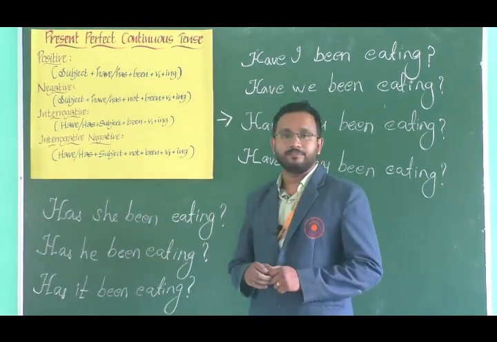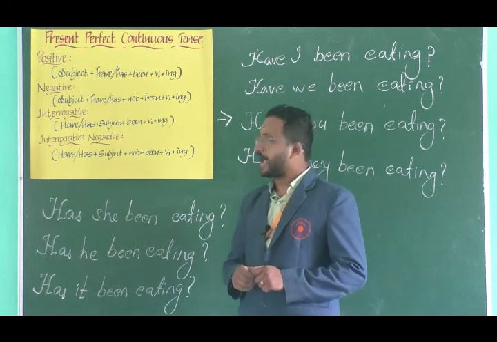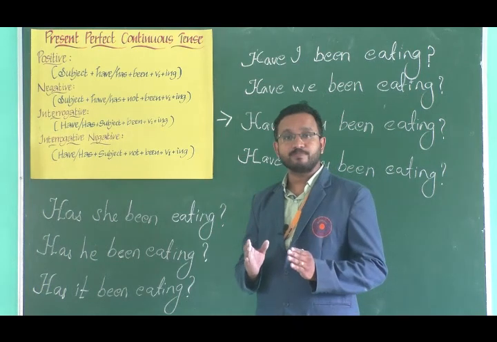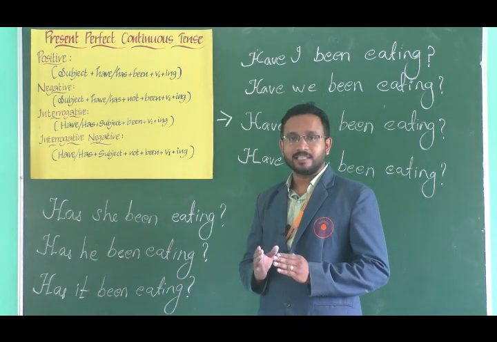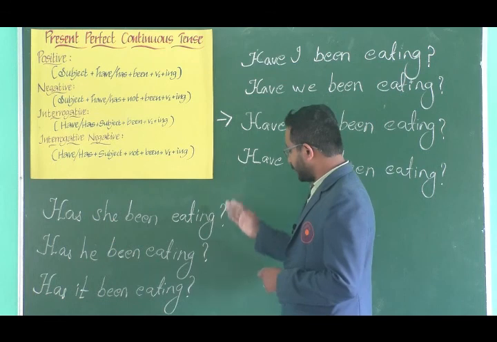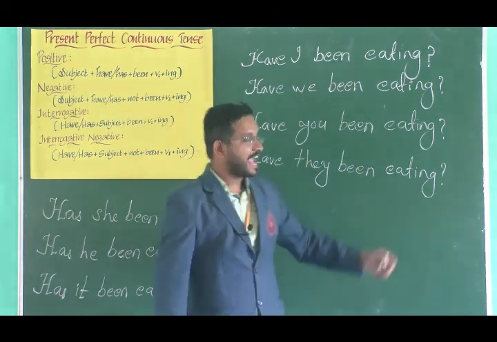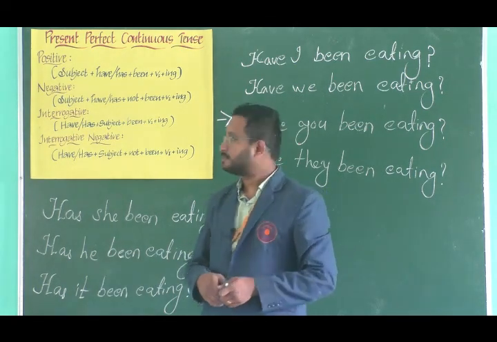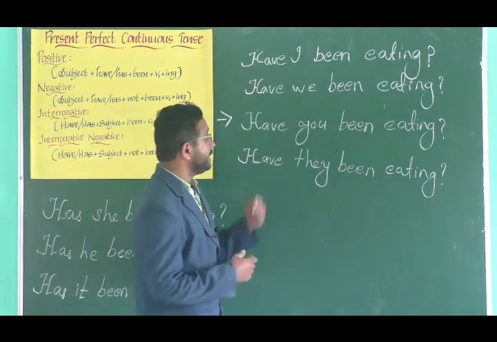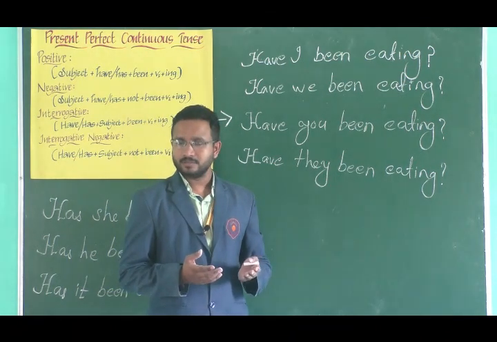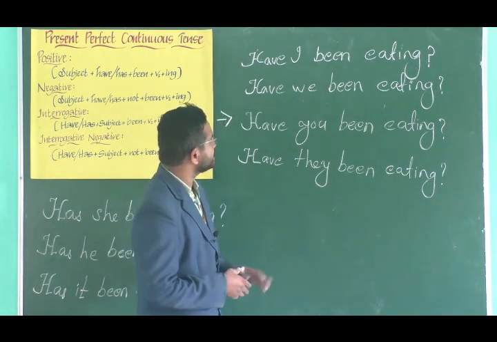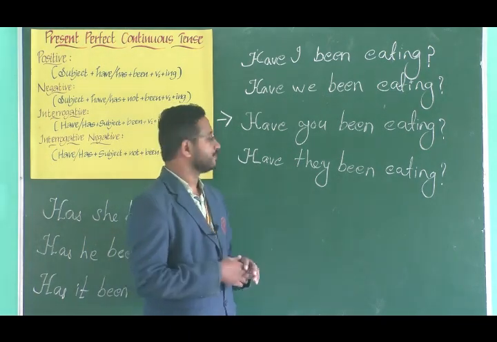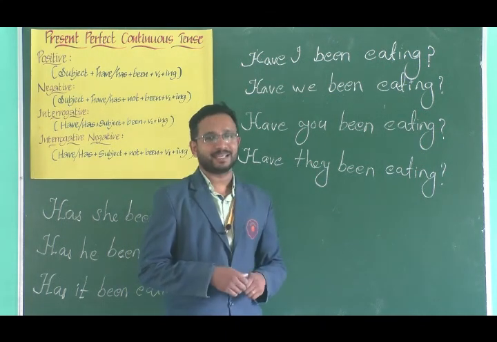That is the interrogative form. Have or has plus subject plus been plus V1 plus ing. That is the question form. You can see the question marks everywhere, right? Yes, we are asking questions. Have I been eating mangoes or anything? Have you been eating? Have they been eating?